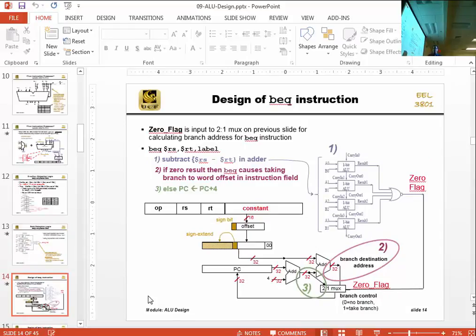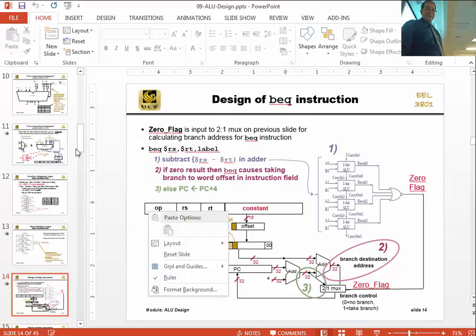We started with this before. We saw the control path, but we didn't see how to generate. Remember, there was a multiplexer sitting there, and I said, well, if they're equal, right, take the branch. If they're not equal, don't take the branch. And I just had a 0 or 1 sitting there. We didn't say how you generate it. Now we're going to generate the control path for that.